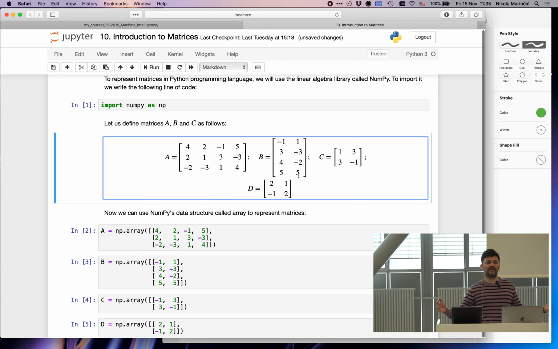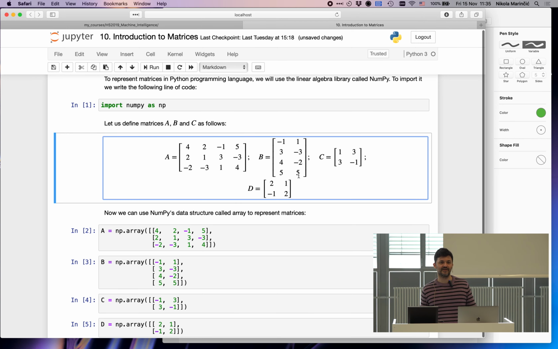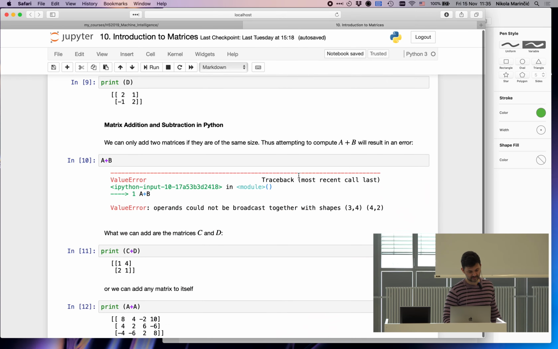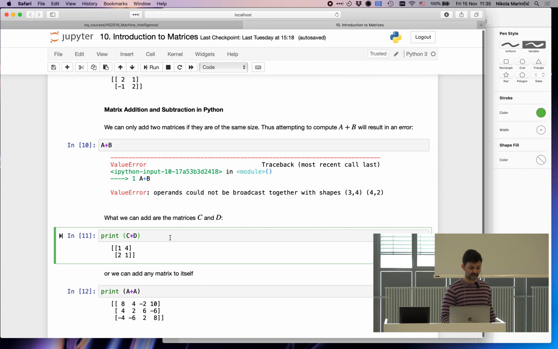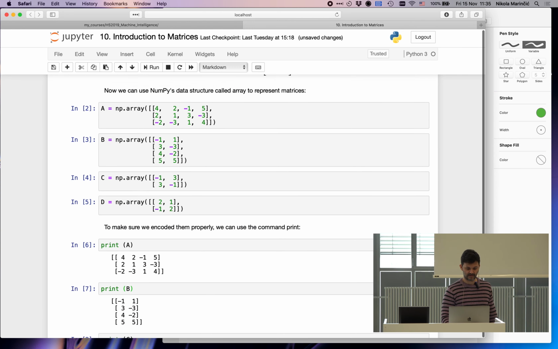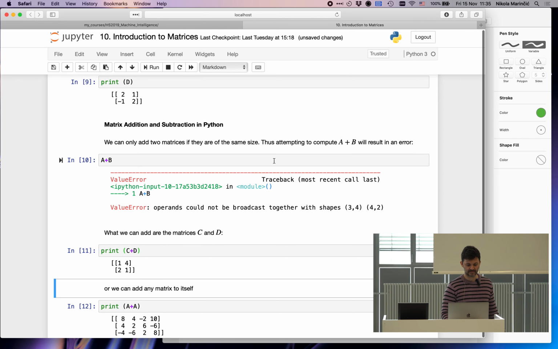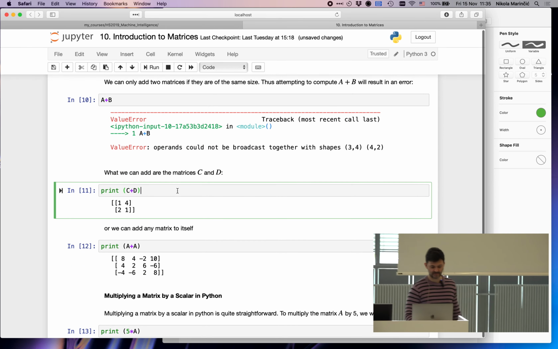You do not know how to add the elements because they do not have the same elements. One has more rows, one has more columns. So you cannot do it. But I can add C plus D. So what this does is add 1 to 2, 3 plus 1, negative 1 plus 3, negative 1 plus 2, and then it gives you this matrix here.